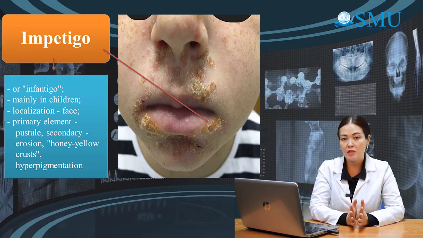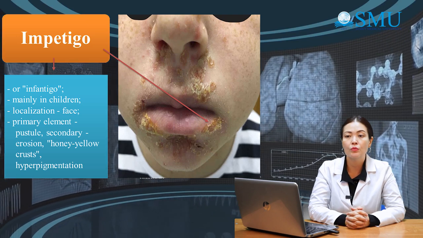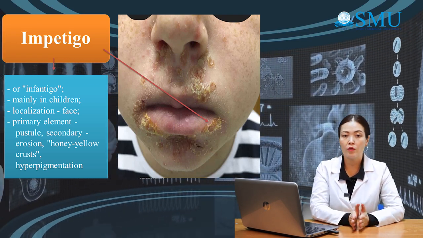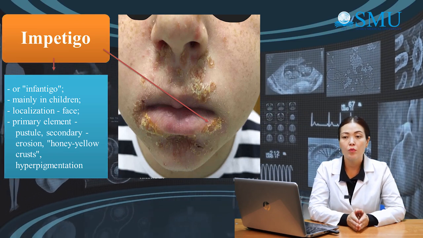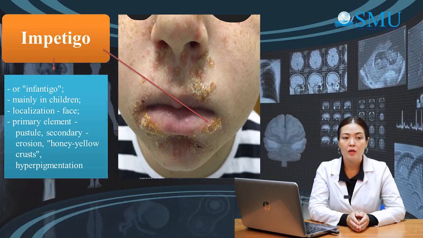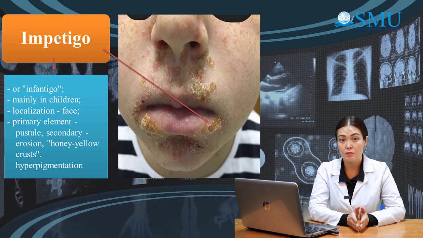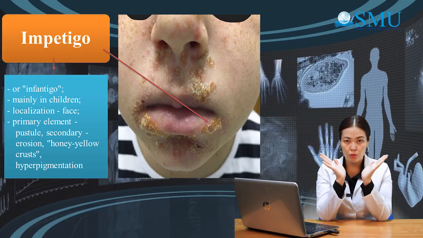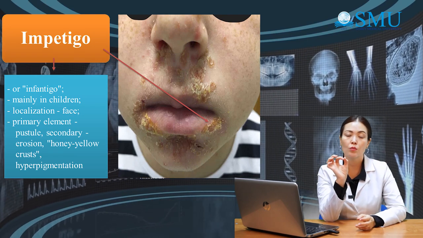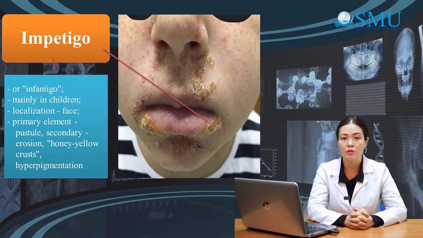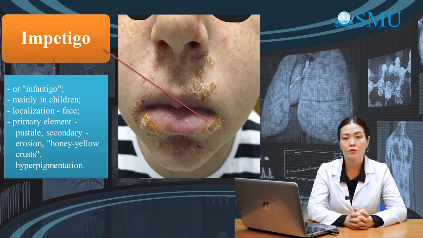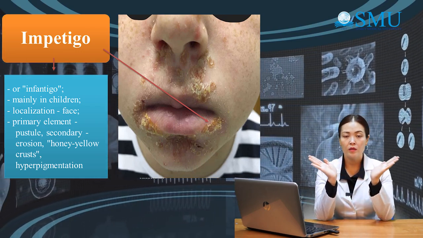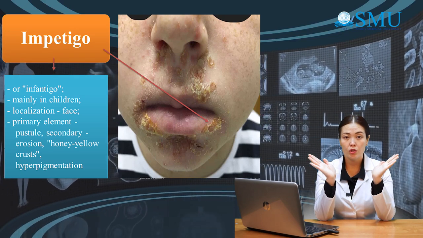But it will not be a mistake if in some situation you tell that the primary lesion for a patient with impetigo is pustula or flictena, because both of them mean a lesion which contains pus. When this pustula erupts and the pus goes away, you will see a small, rounded erosion. This is a secondary lesion for an impetigo patient. When the pus goes away, you will see this reddish erosion.